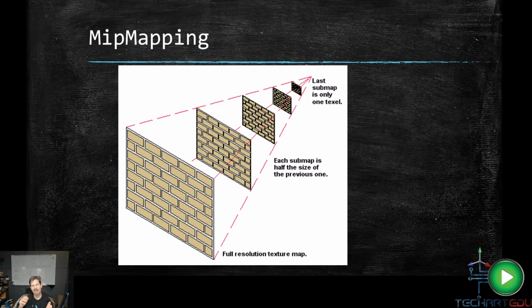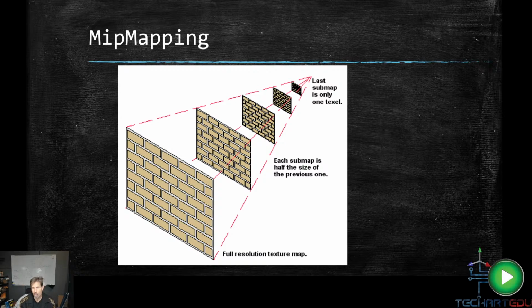When it creates a new texture image, along with the texture image, it creates duplicates of it. Each duplicate is going to be 1/2 the size of the prior texture image. So what we have here is the full-blown texture image. We take half the size of that, which is actually 1/4 of the area, half in U and half in V. We get another 1/4 of that, and then 1/4 of that, and we keep going until the last sub-map is only 1 texel large.